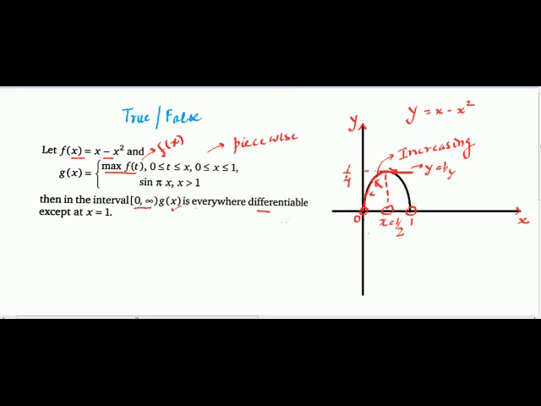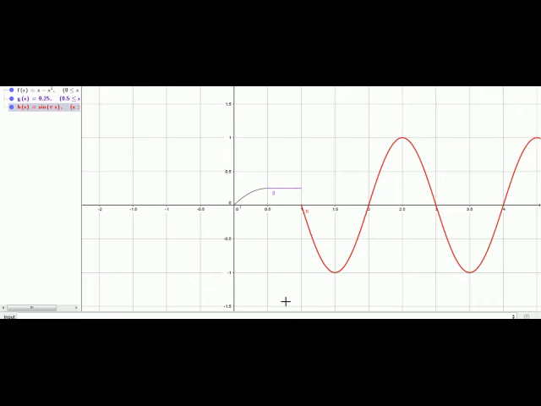I'm just drawing a rough graph: the function will go up like this and then it will stabilize at 1 by 4. The moment we reach 1, the function will switch to sine pi x, and as we know, the graph of sine pi x appears to be a sinusoidal curve like this. If we see the resultant of these two factors on GeoGebra, the graph will appear to be like this.